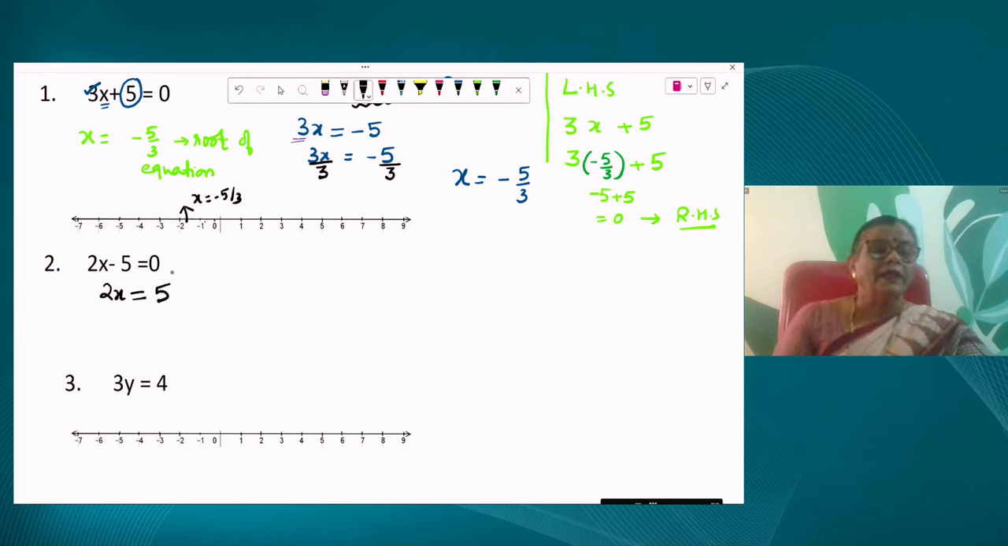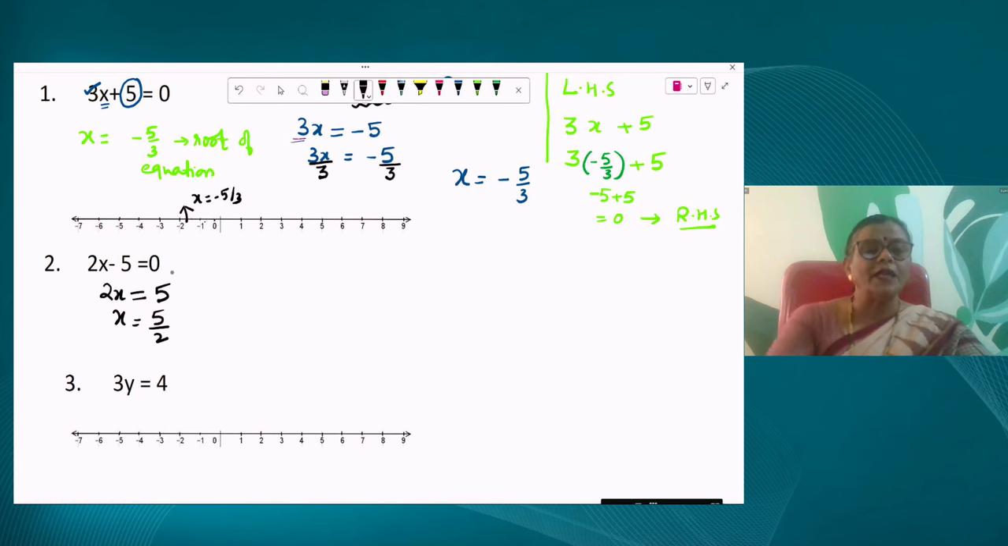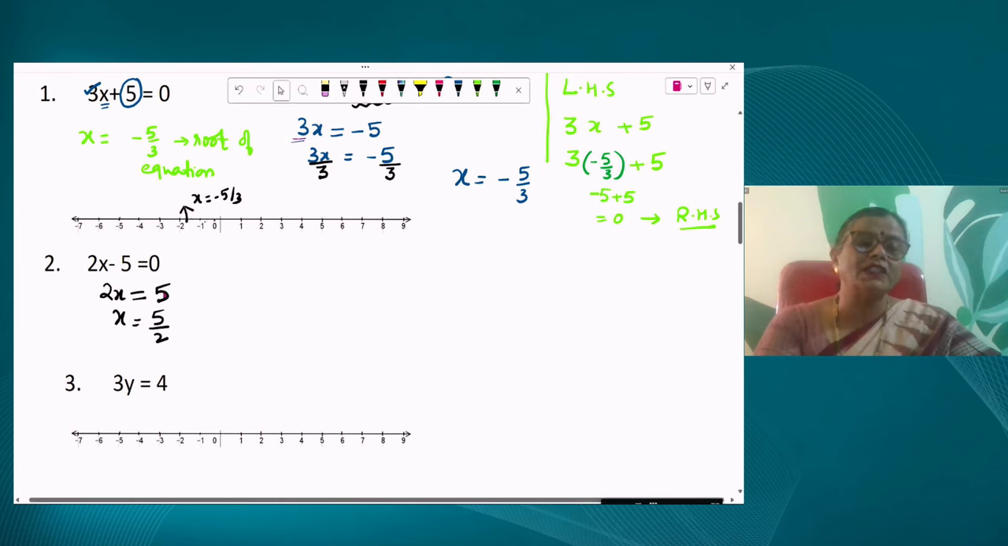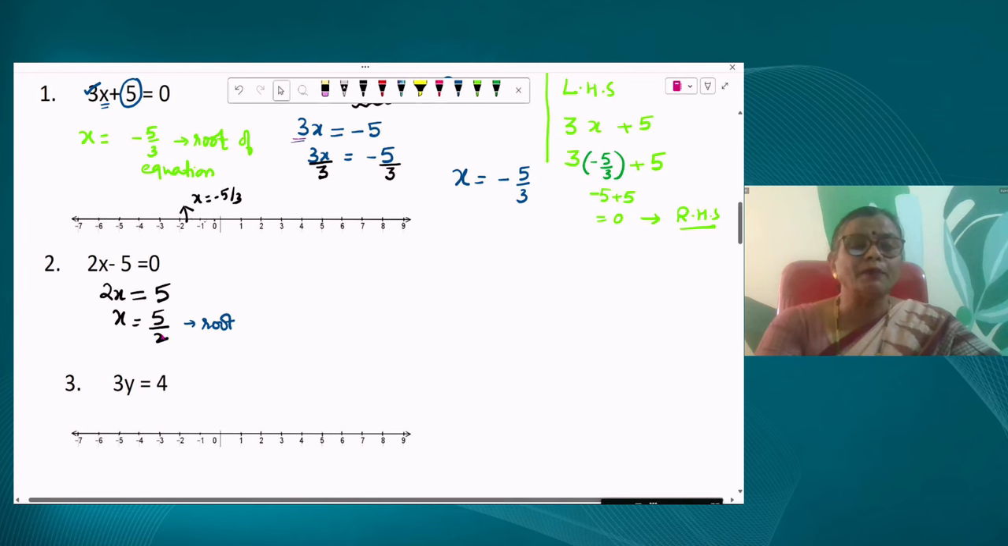And then to get the value of x, you divide by 2. So both sides you are going to divide. That means 2 goes to the right side as divided by. That's the meaning of that statement. It is 5 upon 2. So that's the solution for this equation, 2x minus 5 equal to 0. Now the root of 2x minus 5 equal to 0 is the root of that equation. Fine. Now where is that to be located? 5 upon 2, it's a positive number.